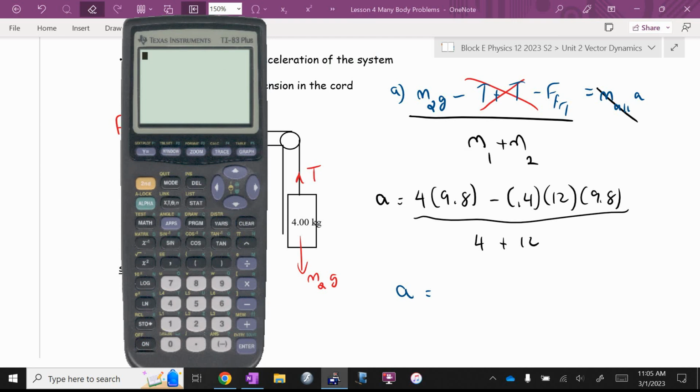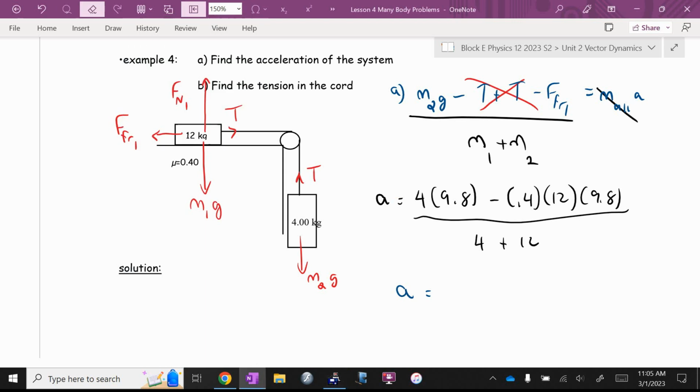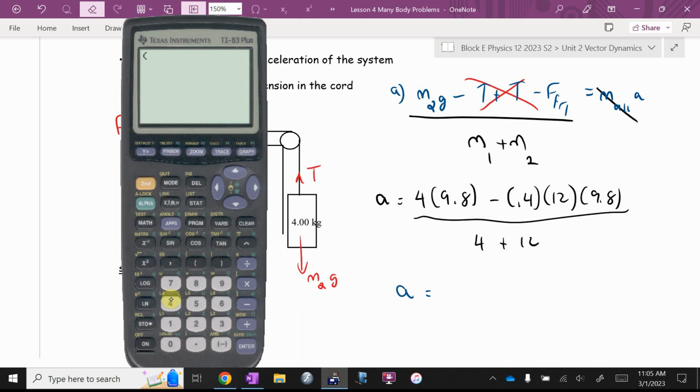The rest of you got a negative, yes? Negative what? 0.49? So what does that mean? Let me type this into my calculator. So if I go bracket 4 times 9.8 minus 0.4 times 12 times 9.8, close off the top, divided by bracket 4 plus 12, and I get negative 0.49. I picked the wrong winner. You know who is winning? Friction. But it's an easy fix.